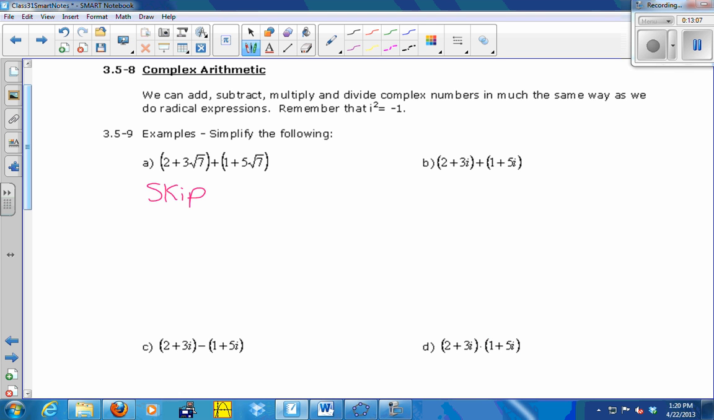If I want to add 2 plus 3i plus 1 plus 5i, if you treat the i like a variable, you just combine like terms. So you add the 2 and the 1, add the real parts, and you get 3. Then add the 3i and the 5i, and you get 8i. Just combine like terms. Add the real parts, add the imaginary parts.